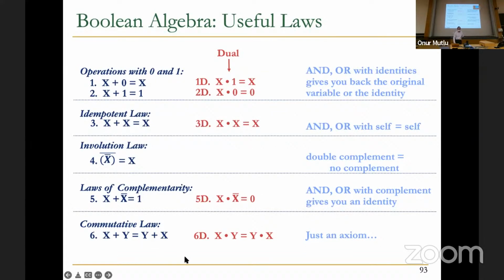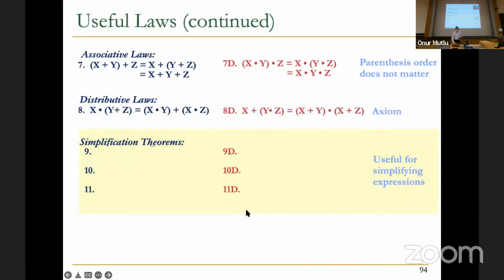Commutative law we already discussed. Okay, so there are some useful laws for simplification, as we will see. So this is x plus y plus c. This is the same, basically. Here, the parentheses don't matter. Distributive laws we already saw. But let's take a look at some simplification theorems. And you can actually verify these by essentially creating truth tables, right? That's one way of verifying these theorems. Another way of verifying these theorems is really using logical equations.